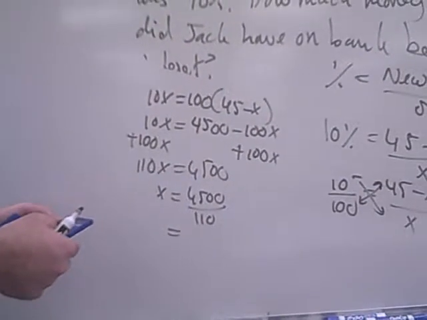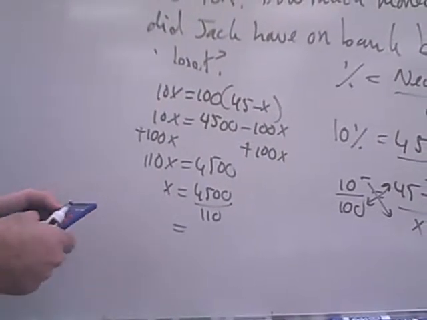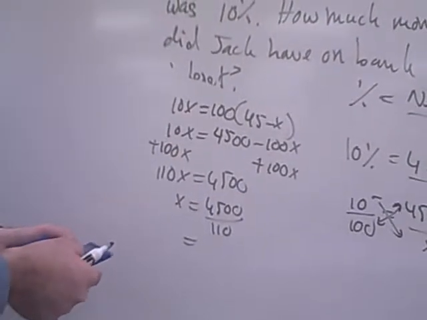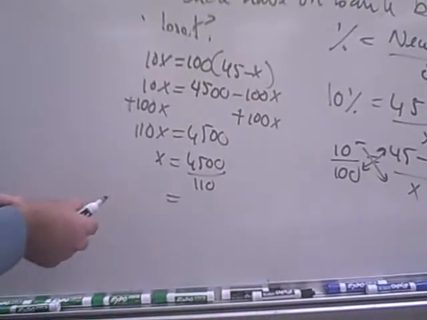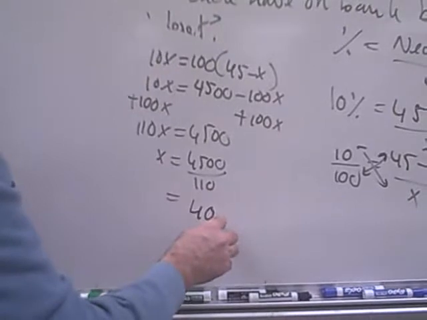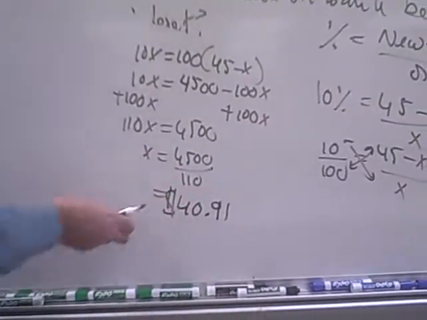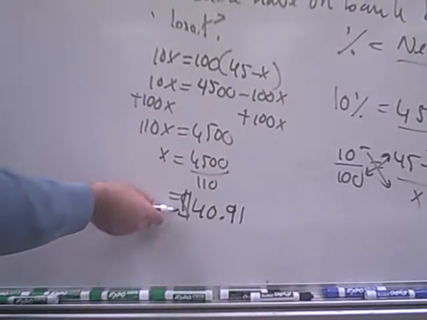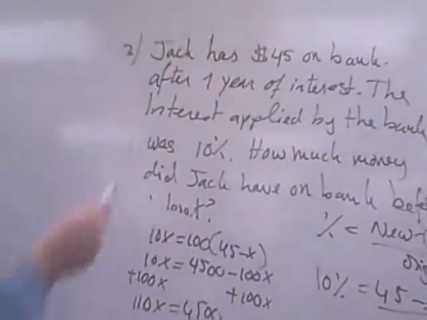4,500 divided by 110 equals 40.91. So this is a dollar amount. This is the amount Jack had on the bank before they applied the interest. He had $40.91. They gave him 10% interest, and he wound up with $45.